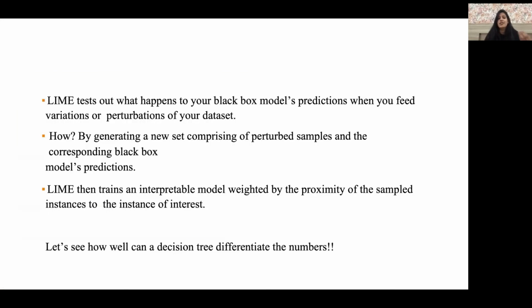And also, just to emphasize again, when you're generating a new set of examples or perturbed samples, they are basically helping the model understand what's happening in that locality. So what's happening is that an interpretable simple model is getting trained on top of your decision tree classifier.